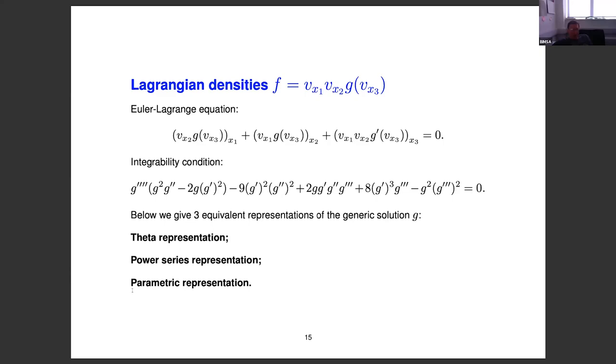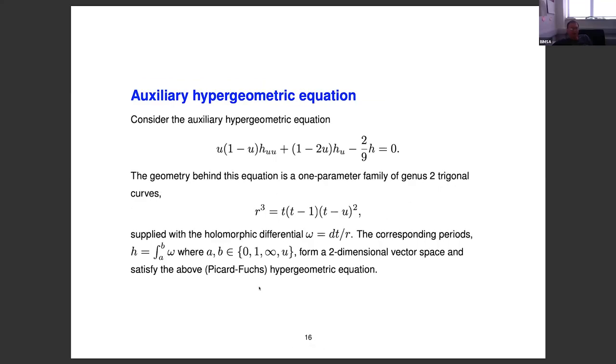So, on the next slide, to define the parametric representation, I need a certain hypergeometric equation. Let's take this hypergeometric equation for an auxiliary function h of the parameter u. It's a very well known equation, and the geometry behind this equation is also well known. What are solutions to this equation?